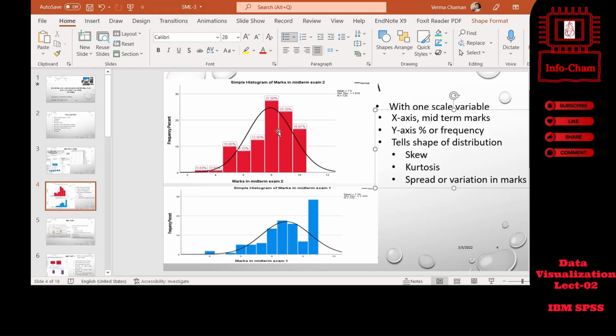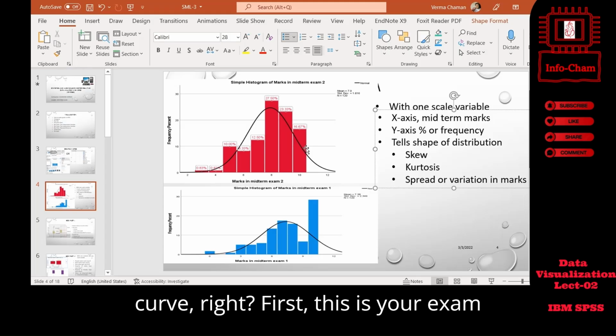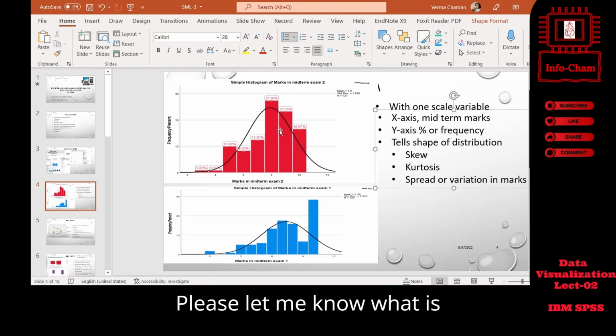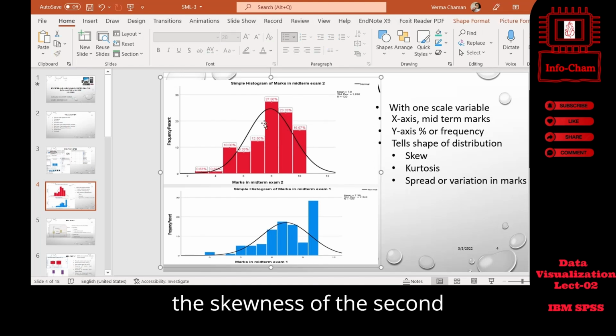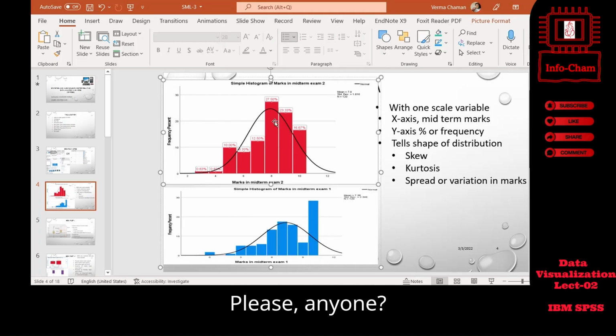Now let's see. In front of you, you can see I made two curves. This is exam second marks, and this is exam first marks. Please let me know what the skewness of the second bar, or maybe the first red bar, is. Please, anyone.